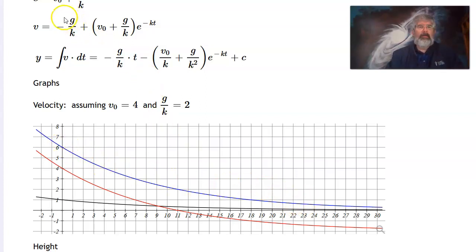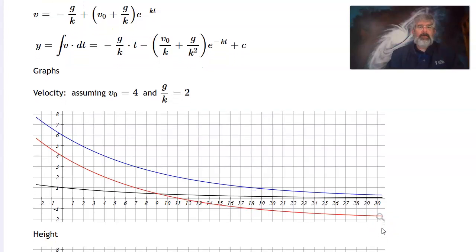Now the effect of the minus g over k is to take that whole graph and shift it down by g over k. In this example, g over k was 2, so it shifts down here. And notice then that at time 0, we're at 4, which is what I said the velocity should be at time 0. So it gets back down to the appropriate starting point, but it also shifts the horizontal asymptote down by whatever g over k is. So now there's a horizontal asymptote of negative 2, and the terminal velocity in this example would be negative 2.